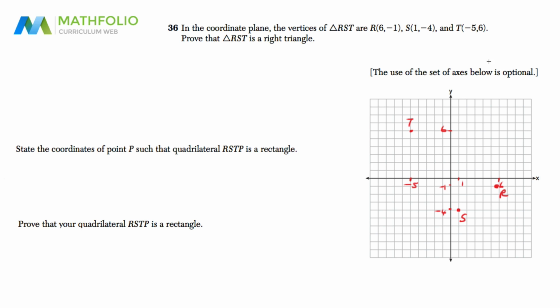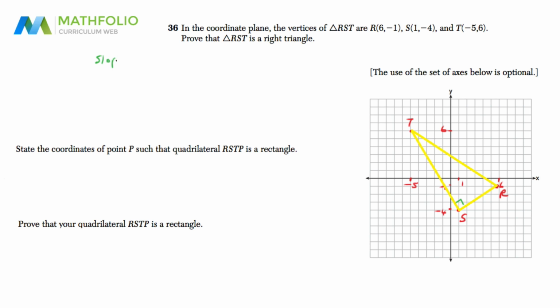Now let me join these up. I'm going to use something a little lighter. So I'm just joining up all these points. All right, great. So we're told in the coordinate plane, the vertices of RST are those. Prove that this is a right triangle. Well, looking at it, to prove that this is a right triangle, it looks like we pretty much need to compare the slopes of ST and SR. So let's take a look.